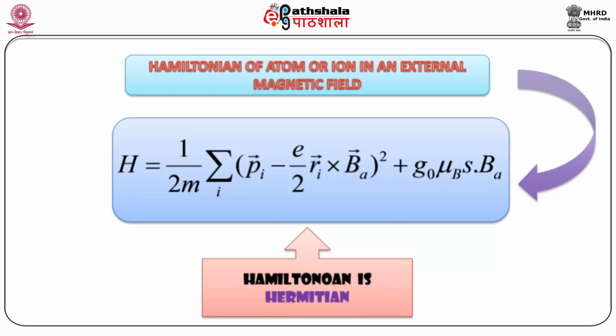Note that the vector potential A is equal to minus half of r cross Ba. So you see that the first part, the kinetic energy part of this Hamiltonian, contains the vector potential also, which basically modifies the original kinetic energy of the atom or ion in the absence of a magnetic field. And the vector potential satisfies the very well known equations, which you might have studied in your electromagnetic theory: Ba is equal to del cross A and del dot A equal to 0.